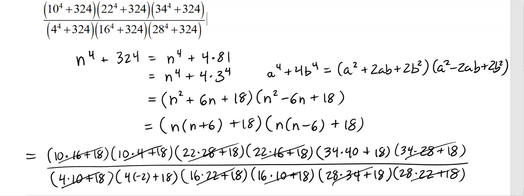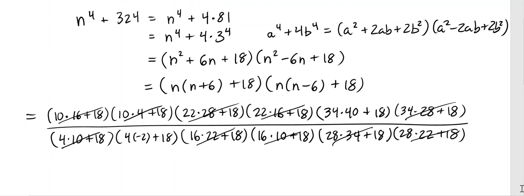So that leaves one factor in the numerator and one factor in the denominator, which are both very easy to compute by hand. The numerator turns out to be 1378 and the denominator is 10. So our final answer is 137.8.